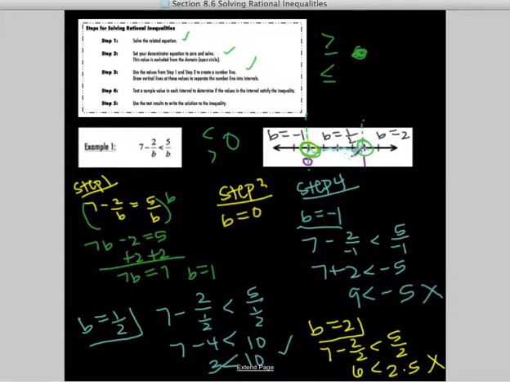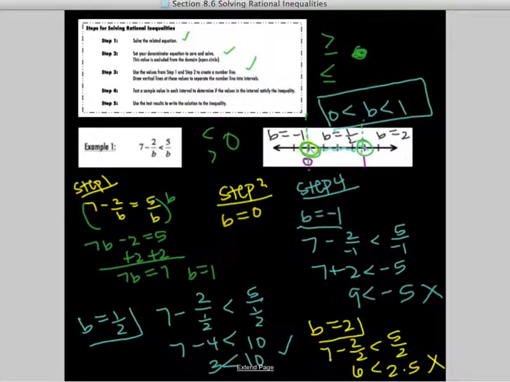Okay, then by looking at my number line, I just need to state my solution. My solution is that b is in between 0 and 1. So I would have that 0 is less than b, which is less than 1. So this is my final solution.